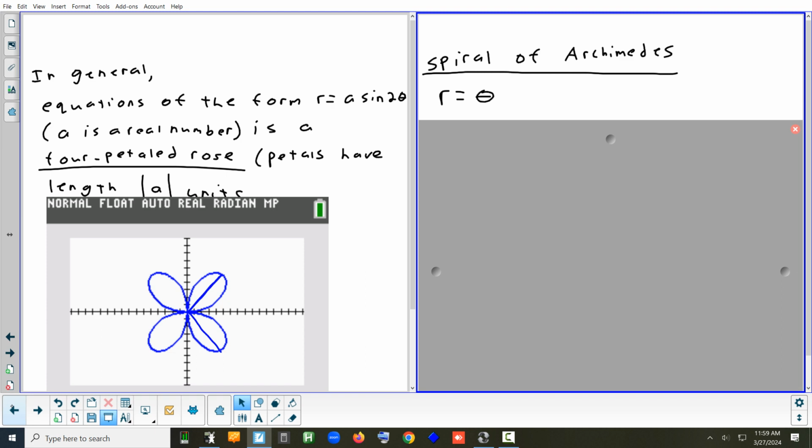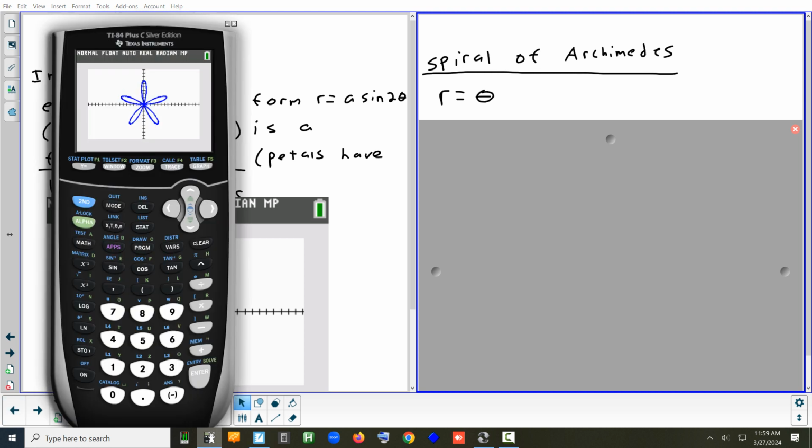So the last thing, we'll look at it a little tomorrow too, is a spiral. If you do R equals theta, you get a spiral. It's the simplest spiral you can have. It's called the spiral of Archimedes, and it's a spiral where the radius is exactly the length of the angle. So if you're at 90 degrees, the radius is 90. If you're at 180 degrees, it's 180.